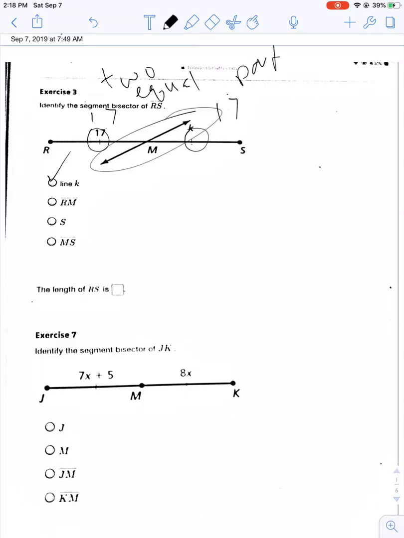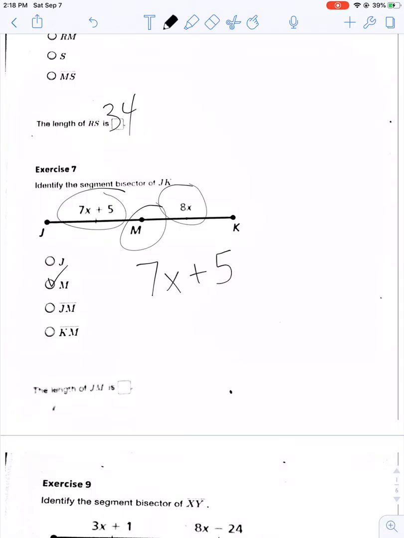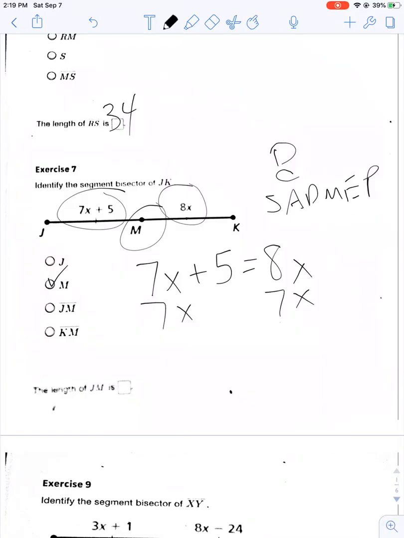17 plus 17 is 34. Alright, next. Identify the segment bisector of JK. Well, this guy right here, point M. Now we know bisector means that this is equal to this. So let's write that. 7x plus 5 equals 8x. If you remember DC SADMEP from our last episode, let's get these like terms together. I need to move them by doing inverses. So we subtract. Inverses cancel. So I get 5 equals 8 minus 7, which is x.